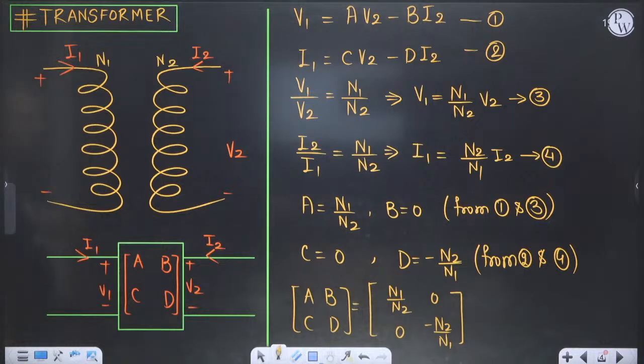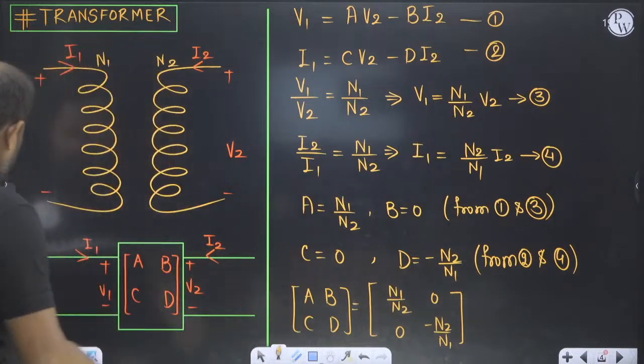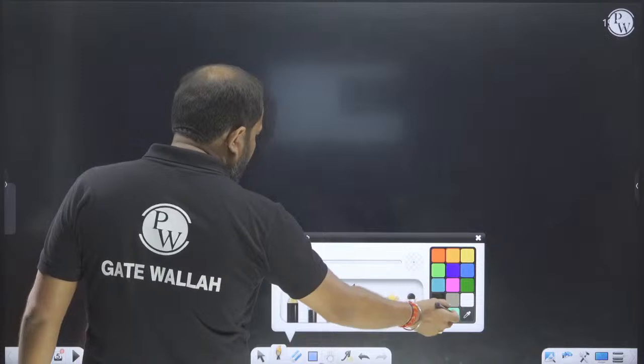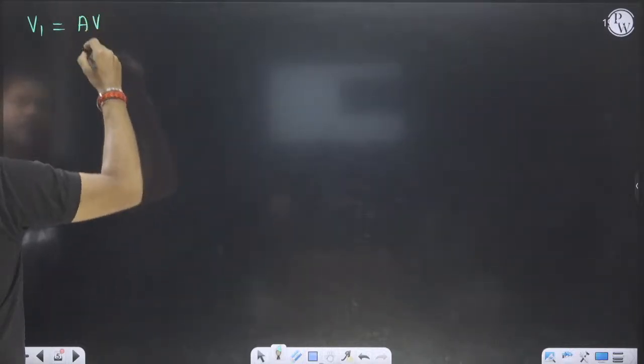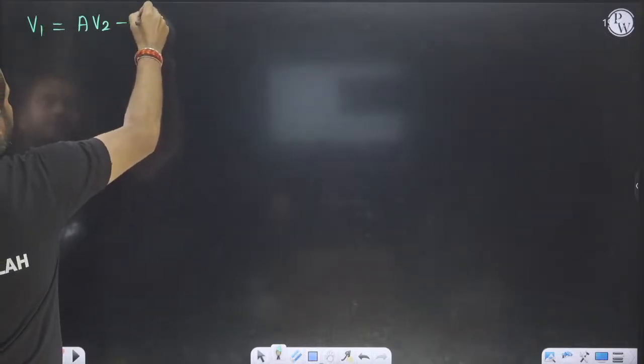Then they will ask what the Z parameter is. Z parameter in terms of ABCD we know, or we can derive that. So they can ask the Z parameter also for this one. So let us assume we are calculating the Z parameter. Okay. So what is ABCD? V1, I think I have not revised the formula, so I will go for the derivation.